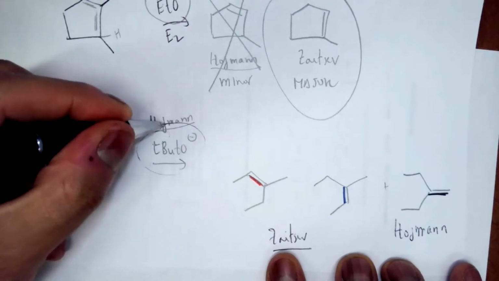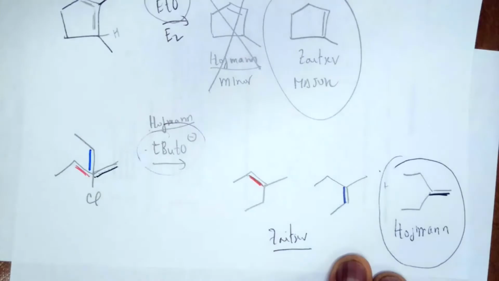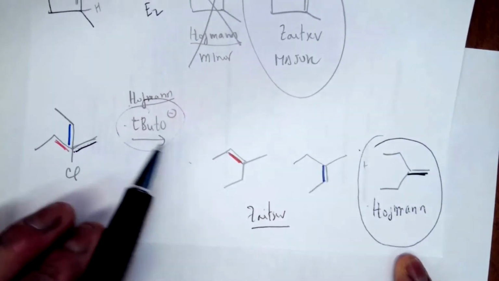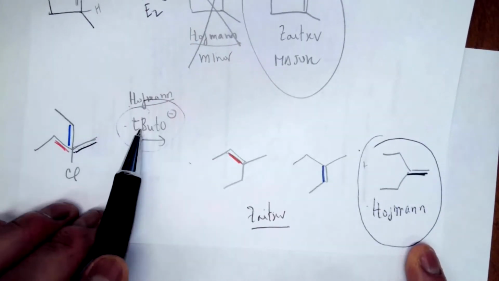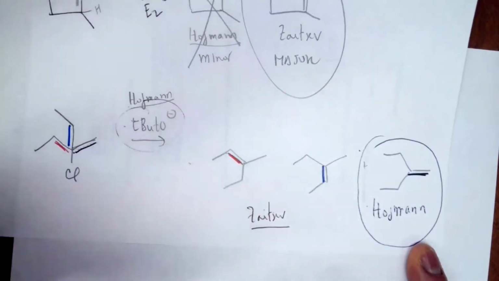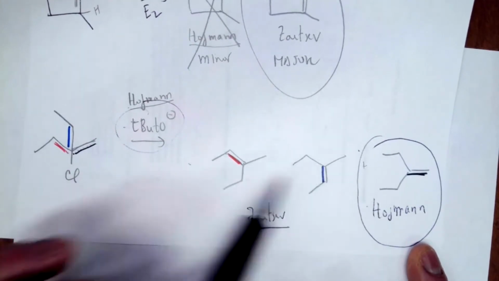But what base are you using? I'm using terburoxide. Terburoxide means that you are producing regioselectively the Hofmann, the least substituted, because you're using terburoxide. Terburoxide prefers always to do the least substituted alkene. Anything else is Zaitsev. Does that mean that you're going to be producing 0% of each?